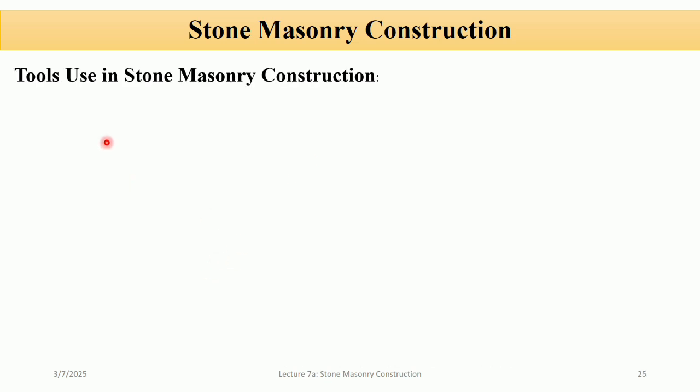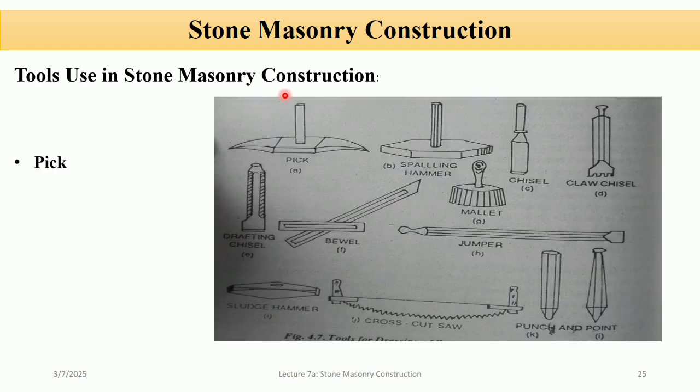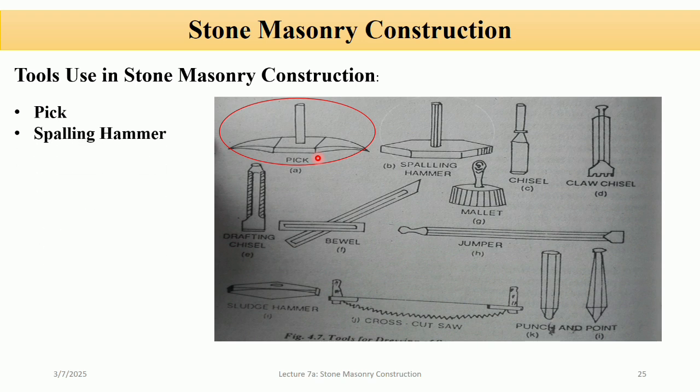Now let's discuss the different tools used in stone masonry construction. Number one is the peck. You can see in the figure this is the peck, and it is used for rough dressing of stones. Second one is the falling hammer. This is the falling hammer, and it is used for rough dressing of stone in the quarry. Chisel, you can see this is a chisel, and it is used with mallets and hammers for dressing of stones.